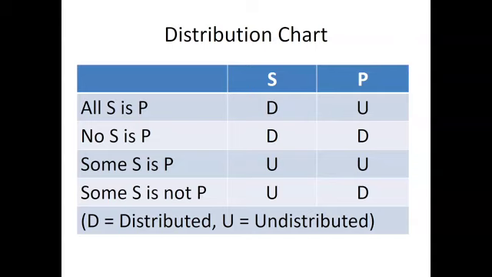All right, so keep that chart handy with you. It might be useful. And soon you'll be able to just remember it. And if you understand what distribution is, you won't even need a chart. But distribution, again, is that a term is distributed in a proposition if the proposition says something about every member of the category to which the term applies.